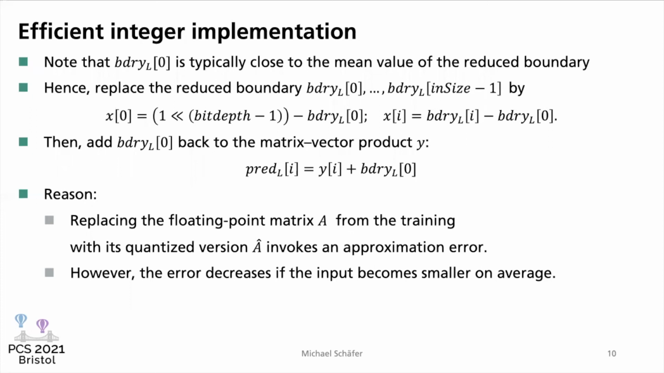Note that our prediction matrices A originally consist of floating point entries. However, the approximation error due to using the quantized matrices A hat decreases when the inputs become smaller on average.